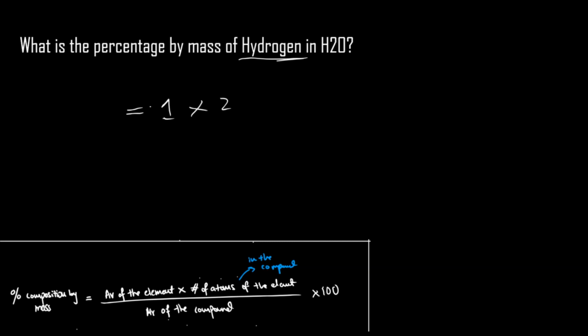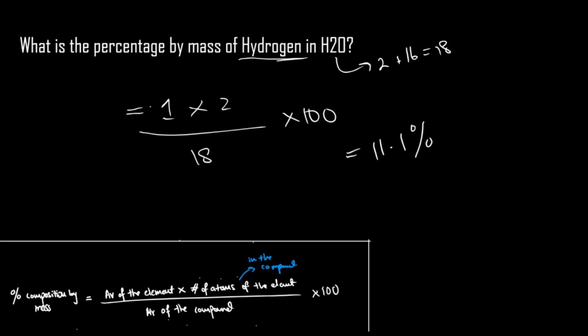And then what is the MR of the compound as a whole? Well, hydrogen is 2, and then oxygen is 16, that makes it 18. So the MR of the compound is 18. Now let's multiply that by 100. I'll use a calculator. Okay, so the answer turns out to be 11.1%, and there you go. That's your percentage by mass, or percentage composition by mass of hydrogen in H2O.